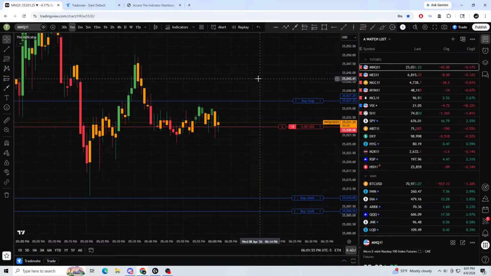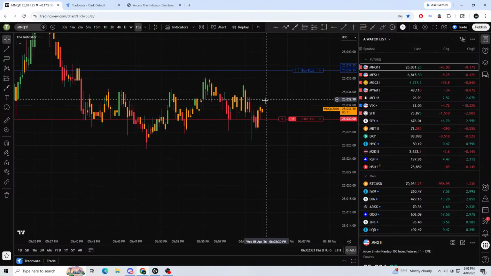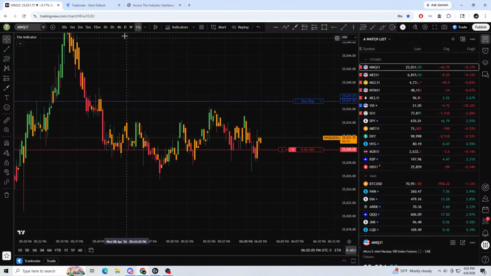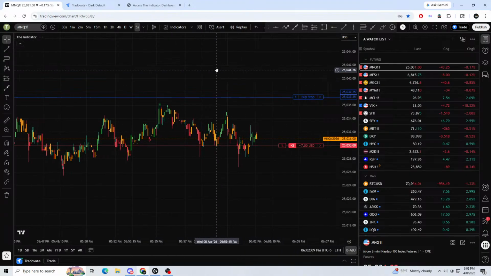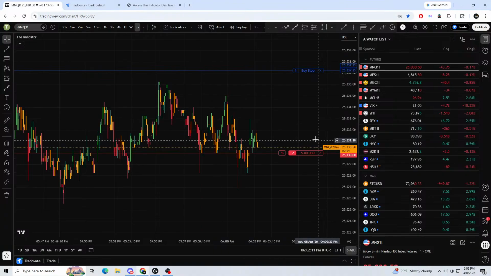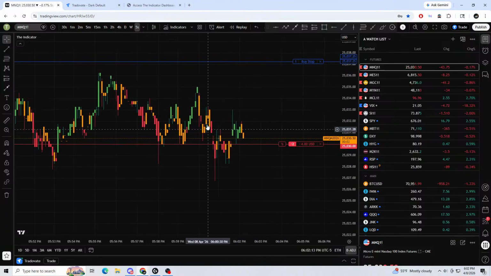Now the indicator works on any time frame. Right now we're just on the 1 minute, but you can go to the 15-second. I don't know how people could trade the 15-second or even a 5-second chart. It looks just chaotic. You get to see every little micro move.